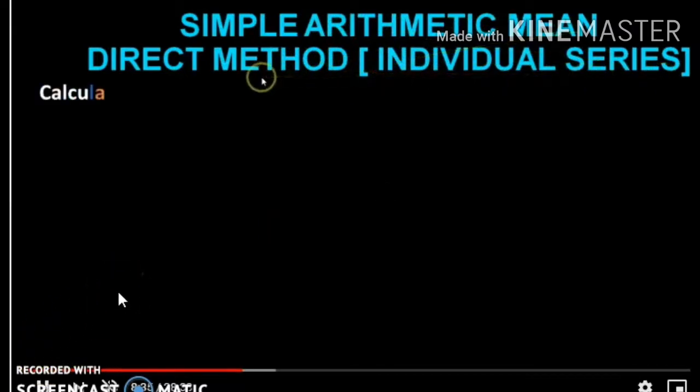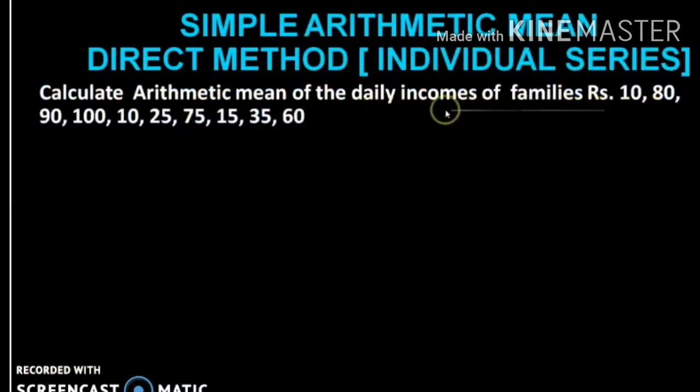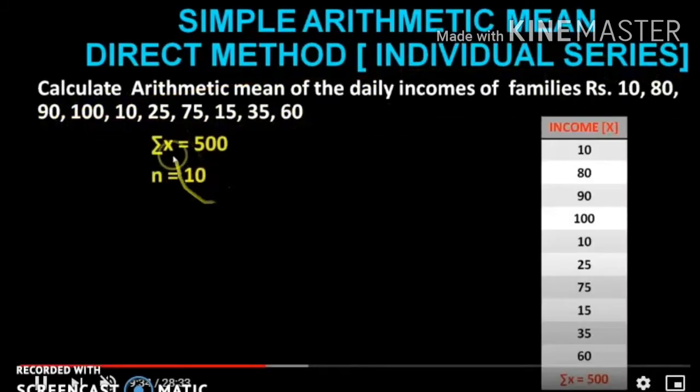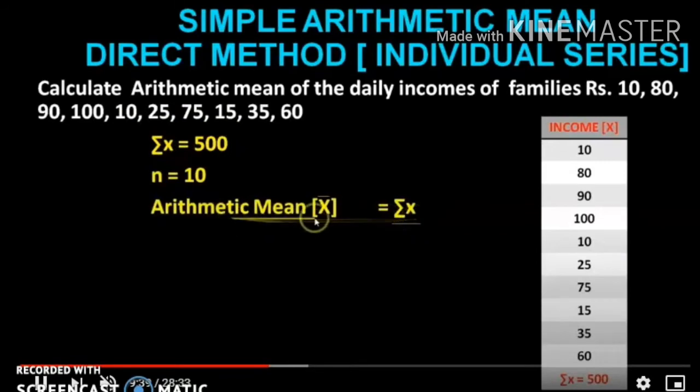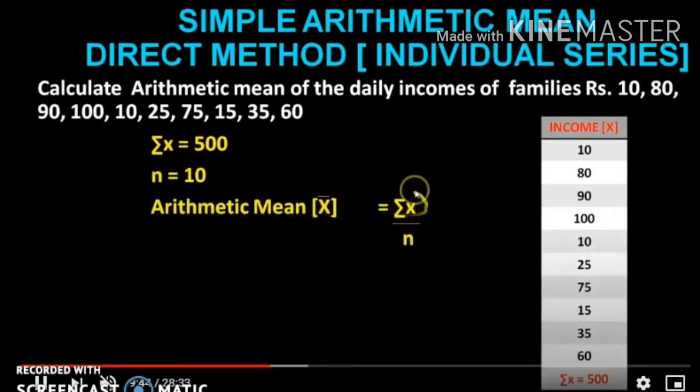So it has one question, that is, calculate the arithmetic mean of the daily incomes of families in rupees: 10, 80, 90, 100, 25, 75, 15, 35, 60. Then you find the total of the data given. So we will get 500 as the total, that is sigma x, so it's 500 and n is 10.